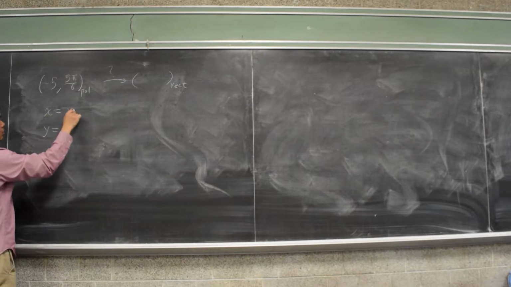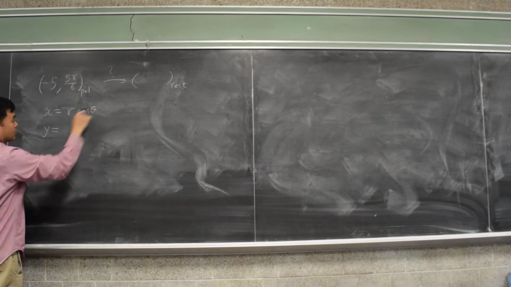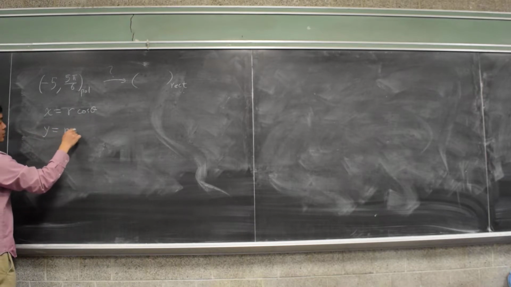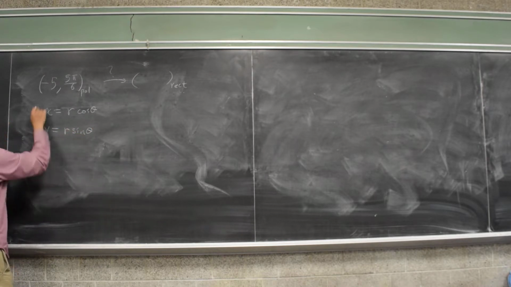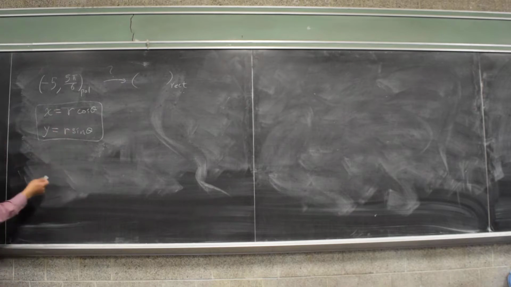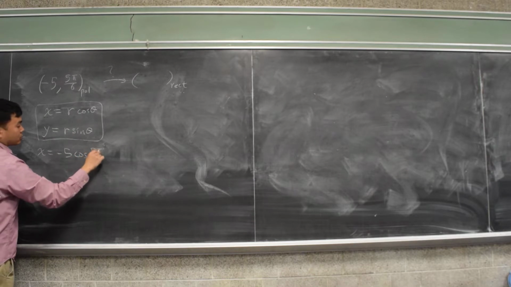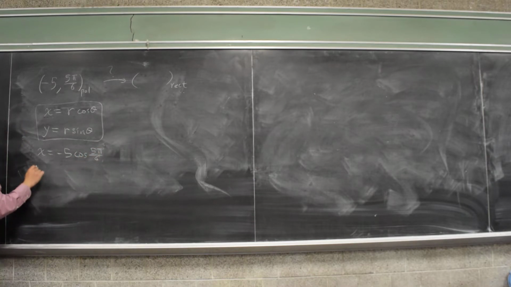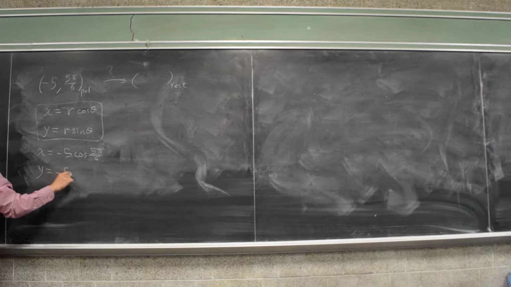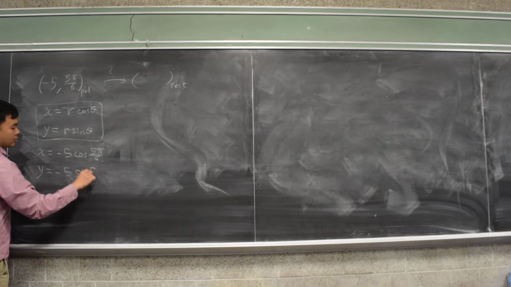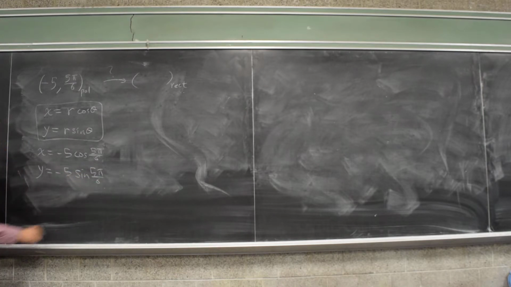x is equal to r cosine theta. y is equal to r sine theta. And if you apply these formulas to what you're given here, you simply get x equals negative 5 cosine 5π/6, and y equals negative 5 sine 5π/6.